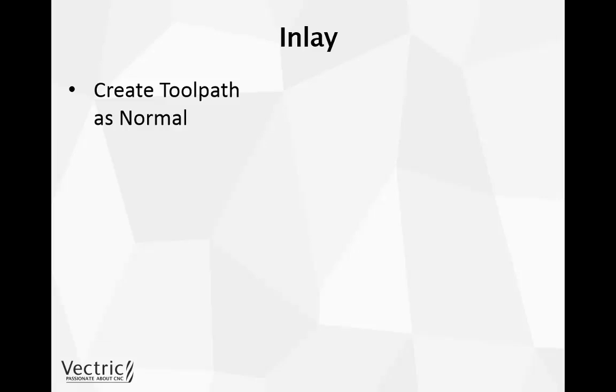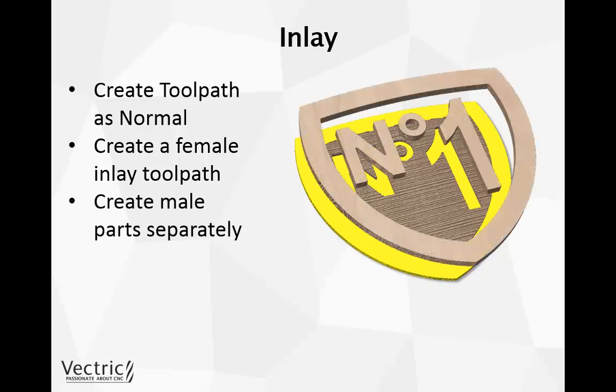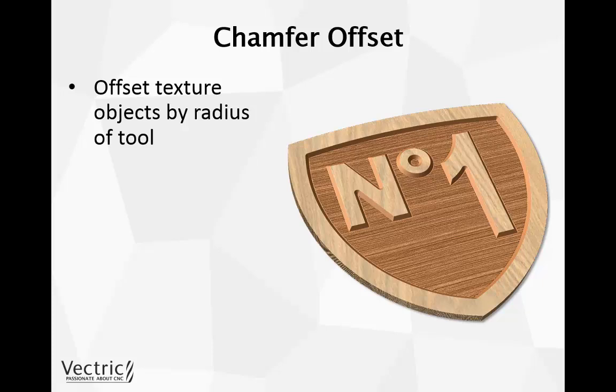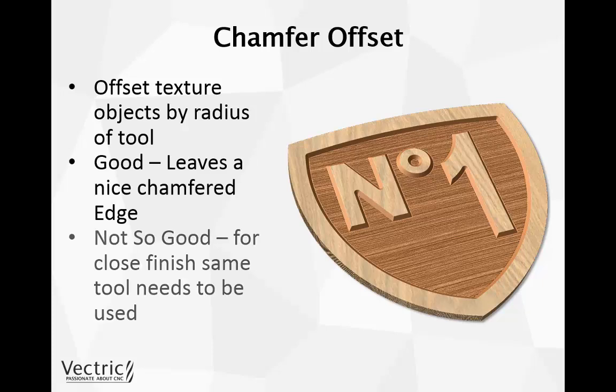Then we have the inlay method. So this is where we create a normal toolpath as normal. Then we go ahead and create a female inlay toolpath, and then we create the male parts separately, and then we can go ahead and put them together afterwards to create one single model like so. Then we have the chamfering offset. So this is where we offset the texture objects by the radius of the tool. The good thing is it leaves a nice chamfered edge. The not so good is for a close finish we need to be using the same tools.